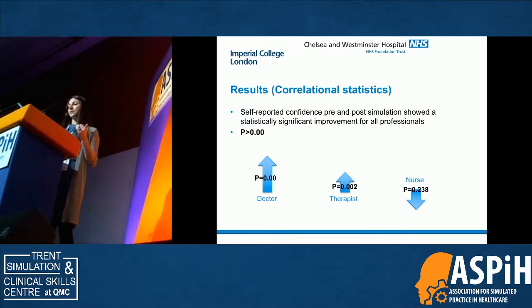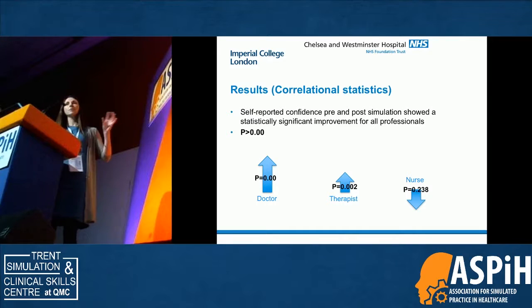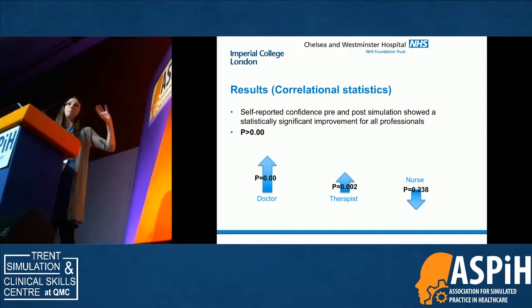We then decided to look at the cohorts differently across the professions. And as you can see here, unfortunately, we don't have the power for the therapists and nurses to really say this is really meaningful because there wasn't enough in terms of numbers. We do for the doctors, but the doctors, it was highly significant still. Therapists, significant, and the nurses, not at all.